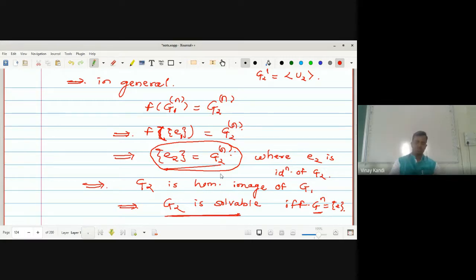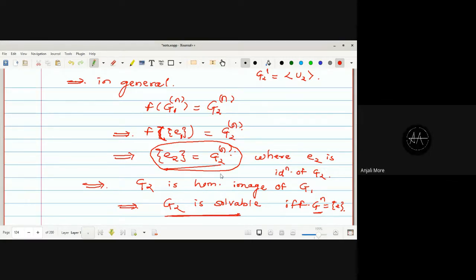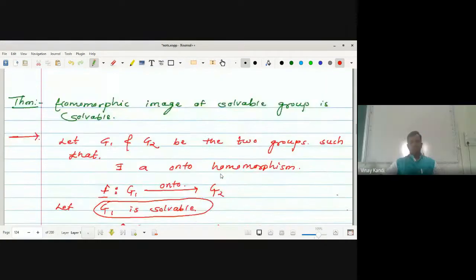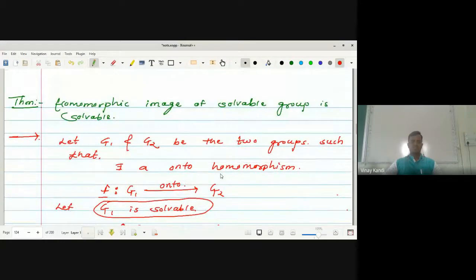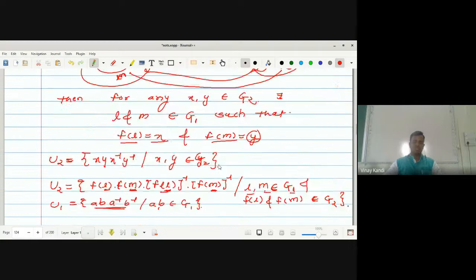Any doubt or clear? No, sir. So if there exists a function that is homomorphic onto, then that codomain is again solvable. That is, the homomorphic image of a solvable group is solvable. And the next is corollaries. Any quotient group of a solvable group is again solvable.